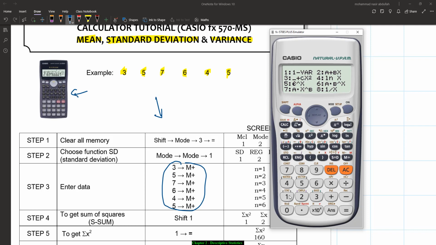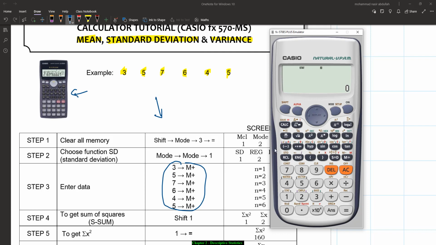So press 1, and it will come out like this. So you can key in the data: 3 equal, 5 equal, 7 equal, 6 equal, 4 equal, 5 equal. As I said, you can recheck the numbers that you key in. You can make sure the numbers that you input into the calculator are correct. By using the older calculator, you cannot do that.